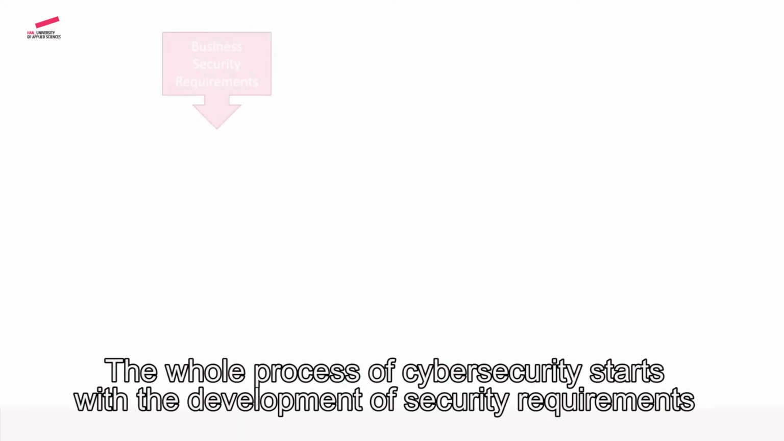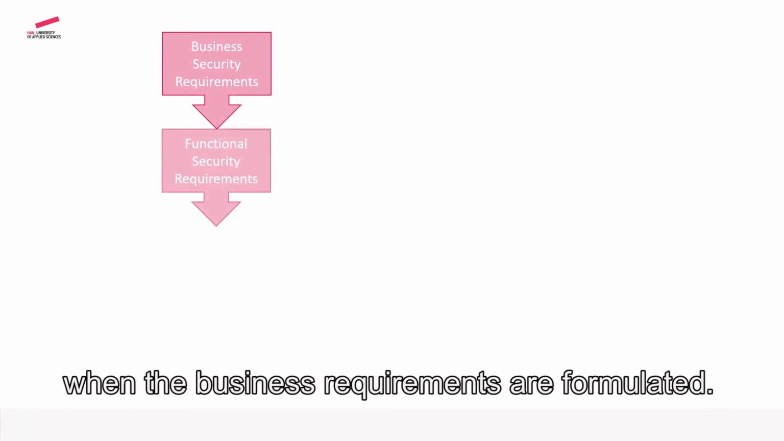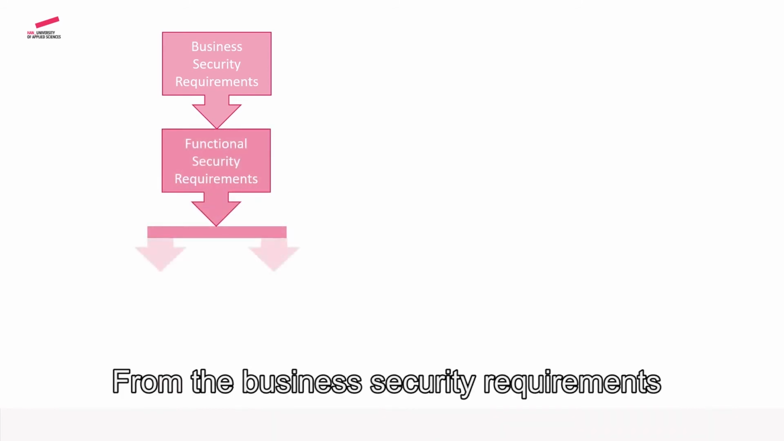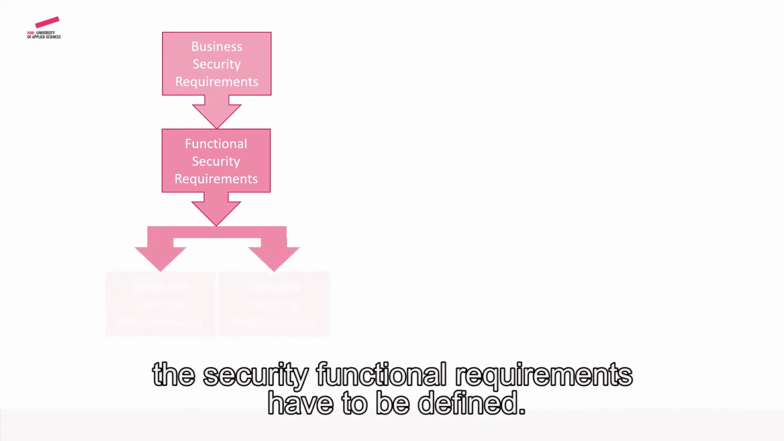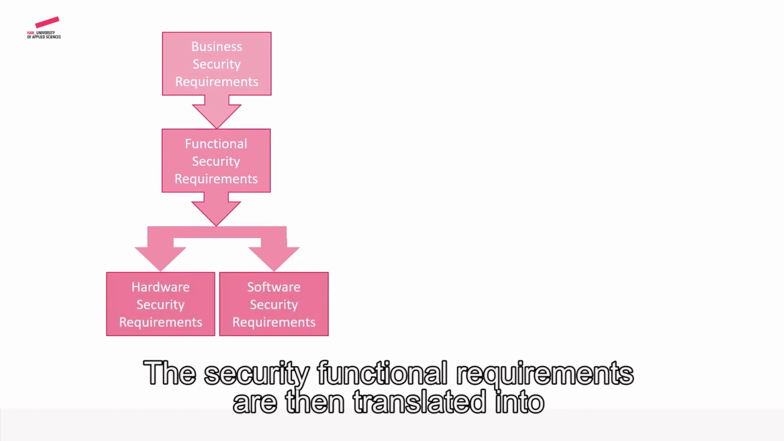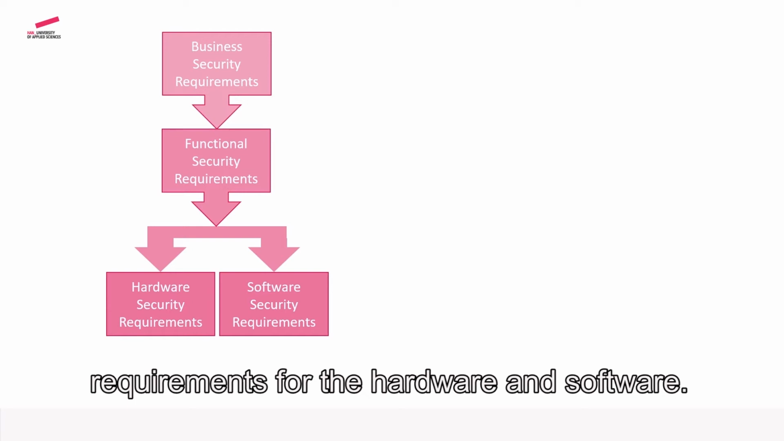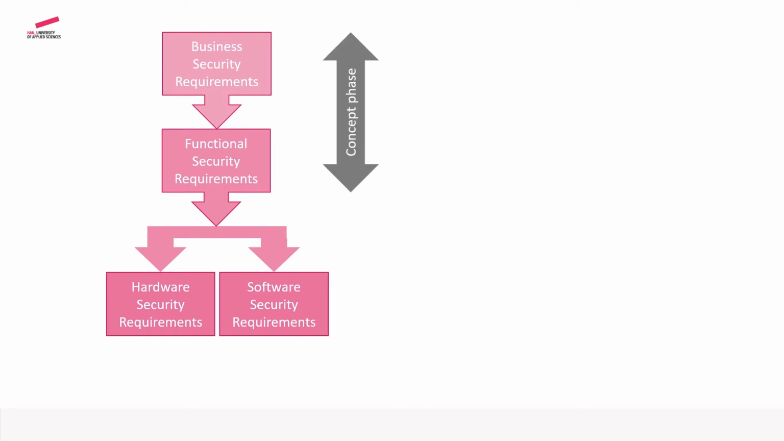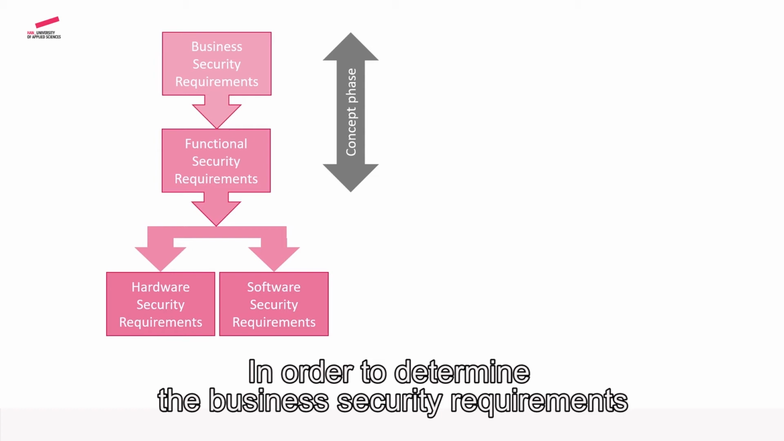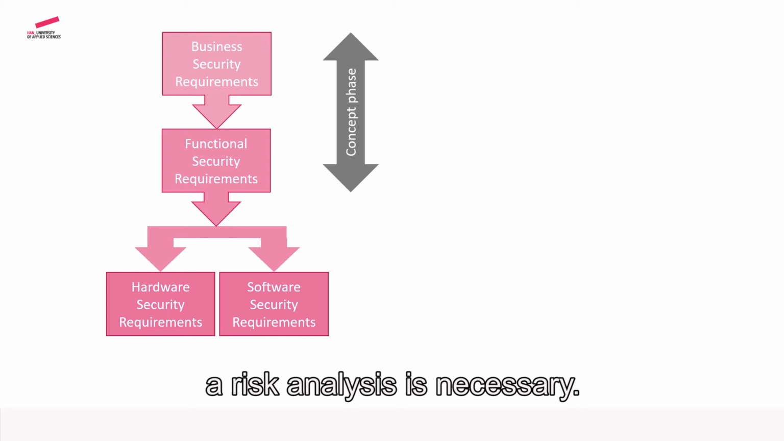The whole process of cybersecurity starts with the development of security requirements, when the business requirements are formulated. From the business security requirements, the security functional requirements have to be defined. The security functional requirements are then translated into requirements for the hardware and the software. In order to determine the business security requirements, a risk analysis is necessary.